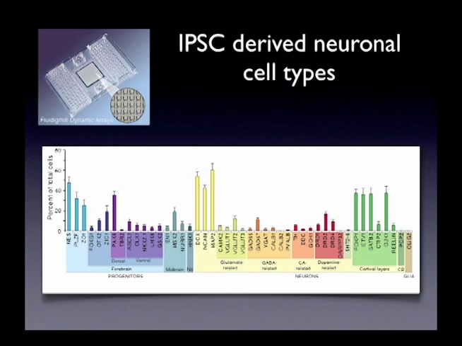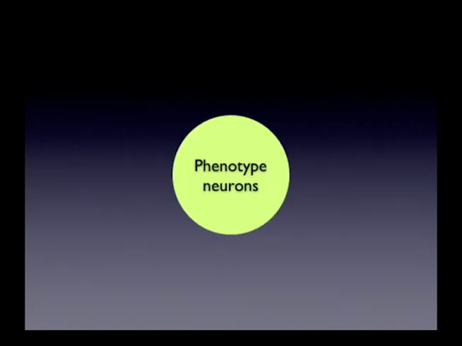Okay? So we have then a system that allows us to generate neurons. We have a way of classifying those neurons. We know those neurons are functional. We can look at their electrophysiology. And then the final question is, will we identify any disease-associated phenotypes?